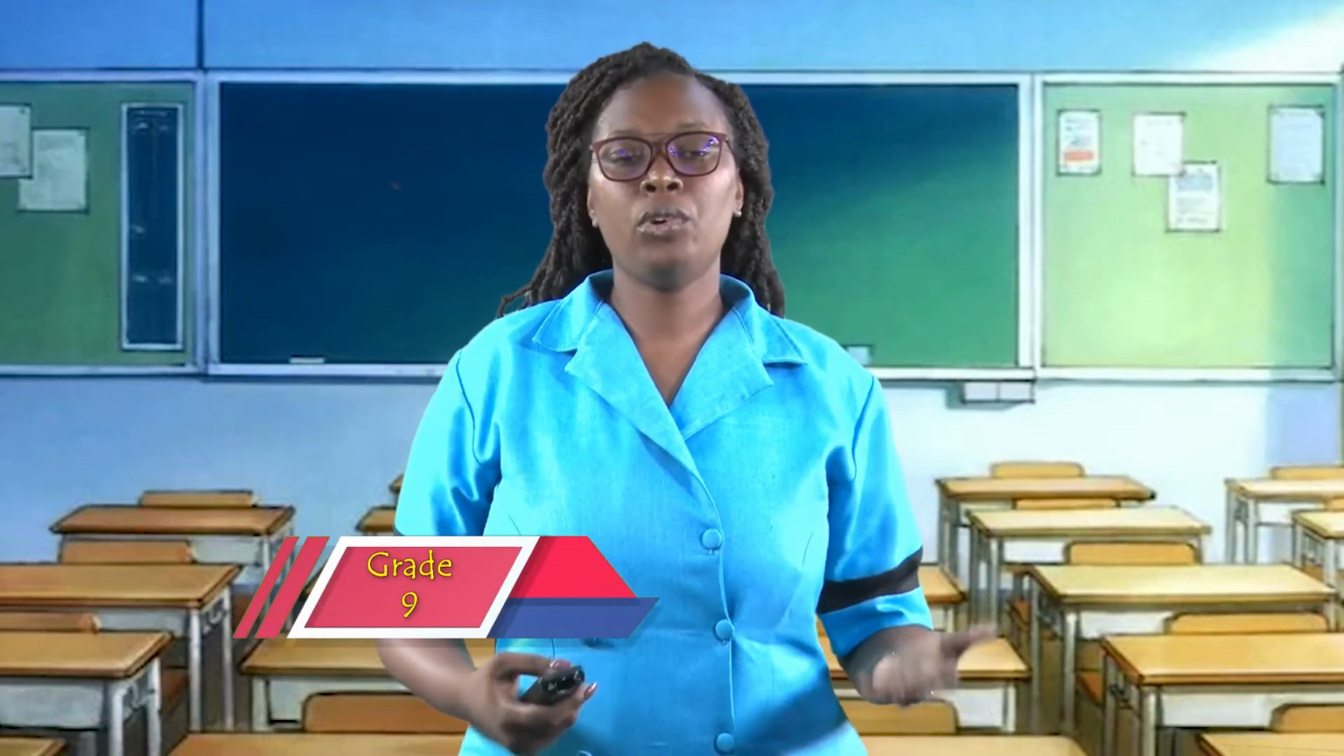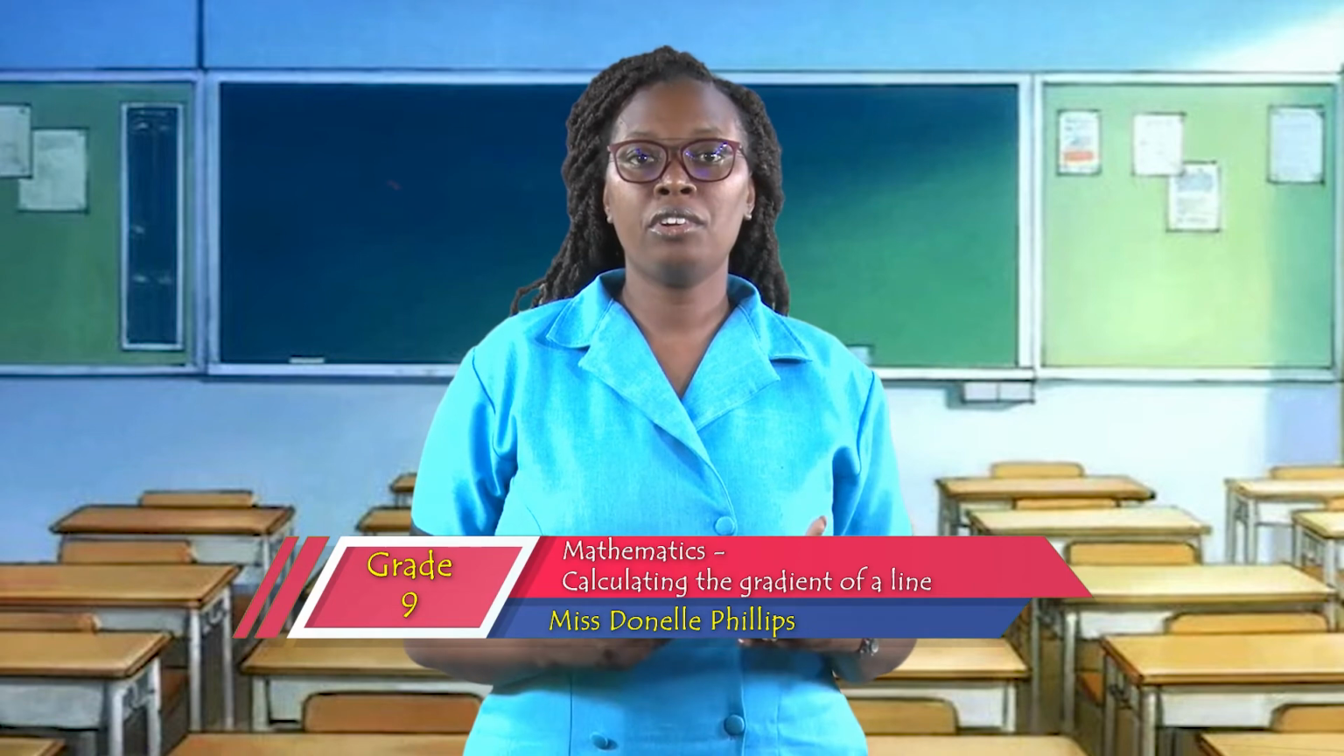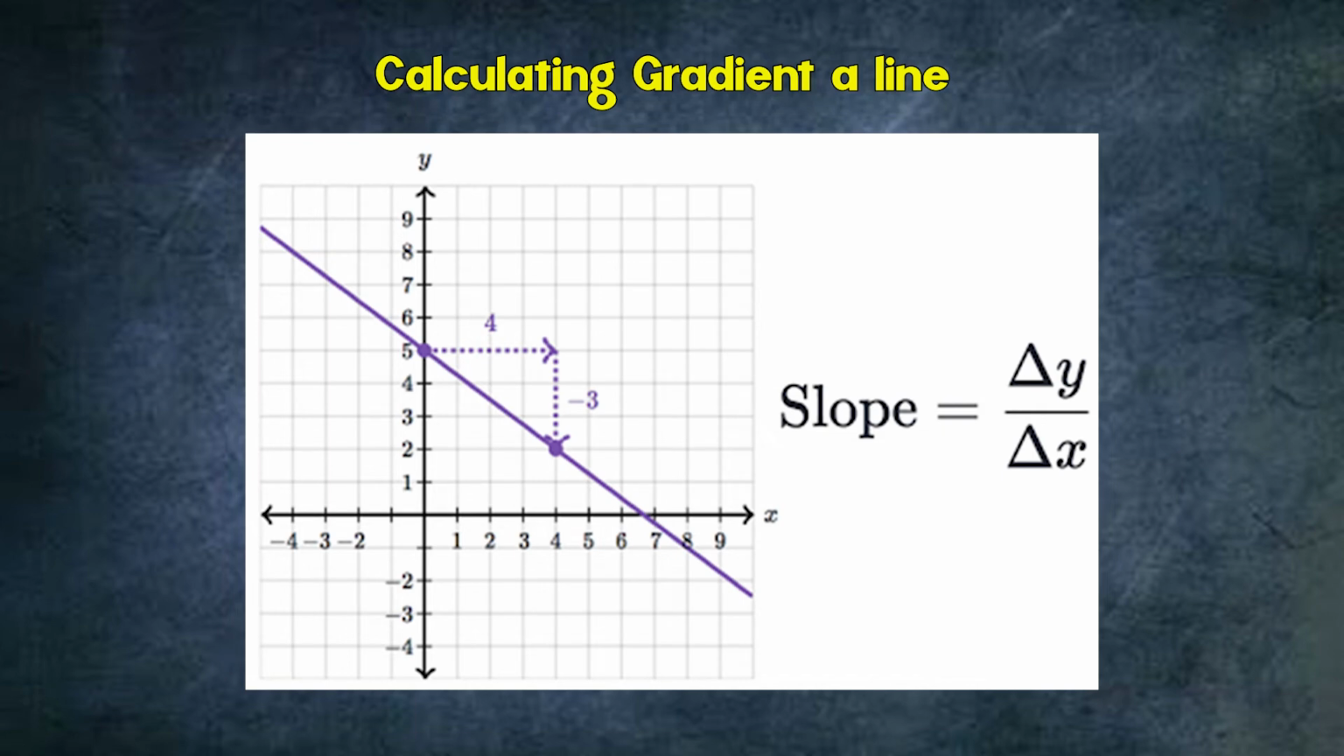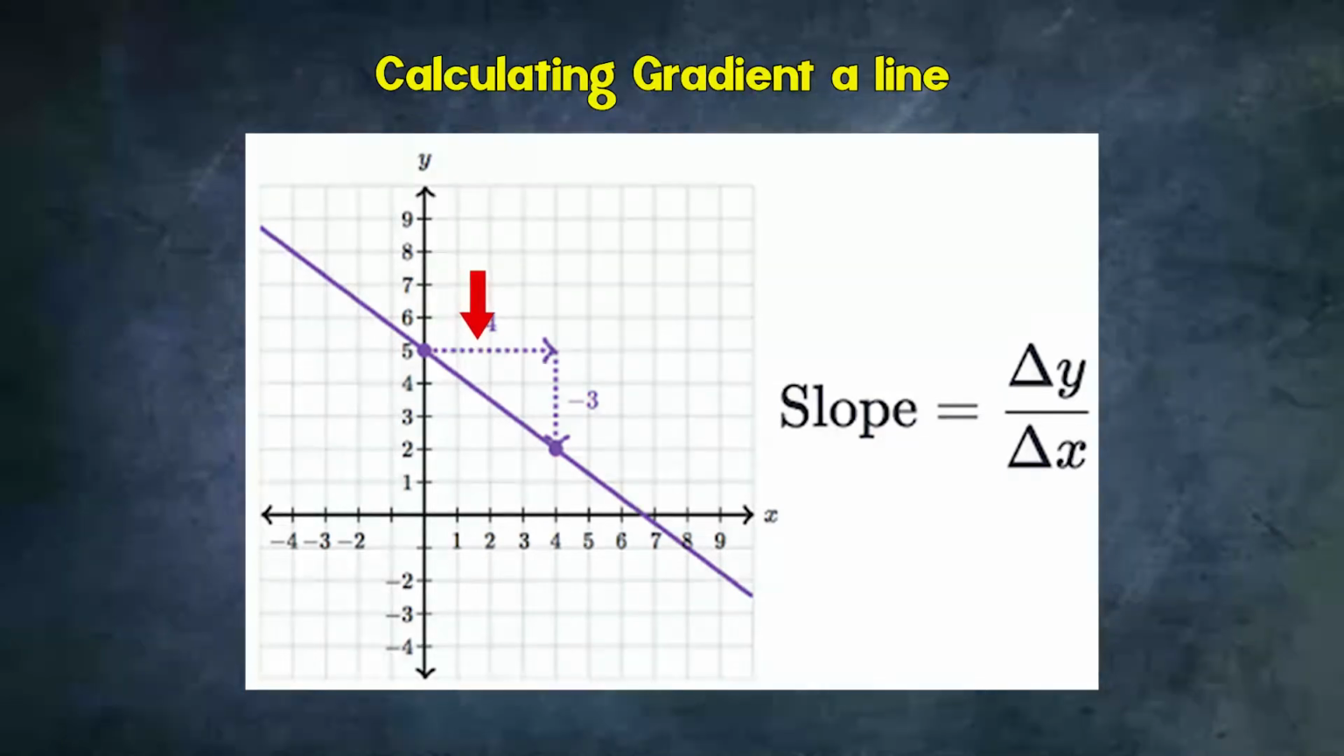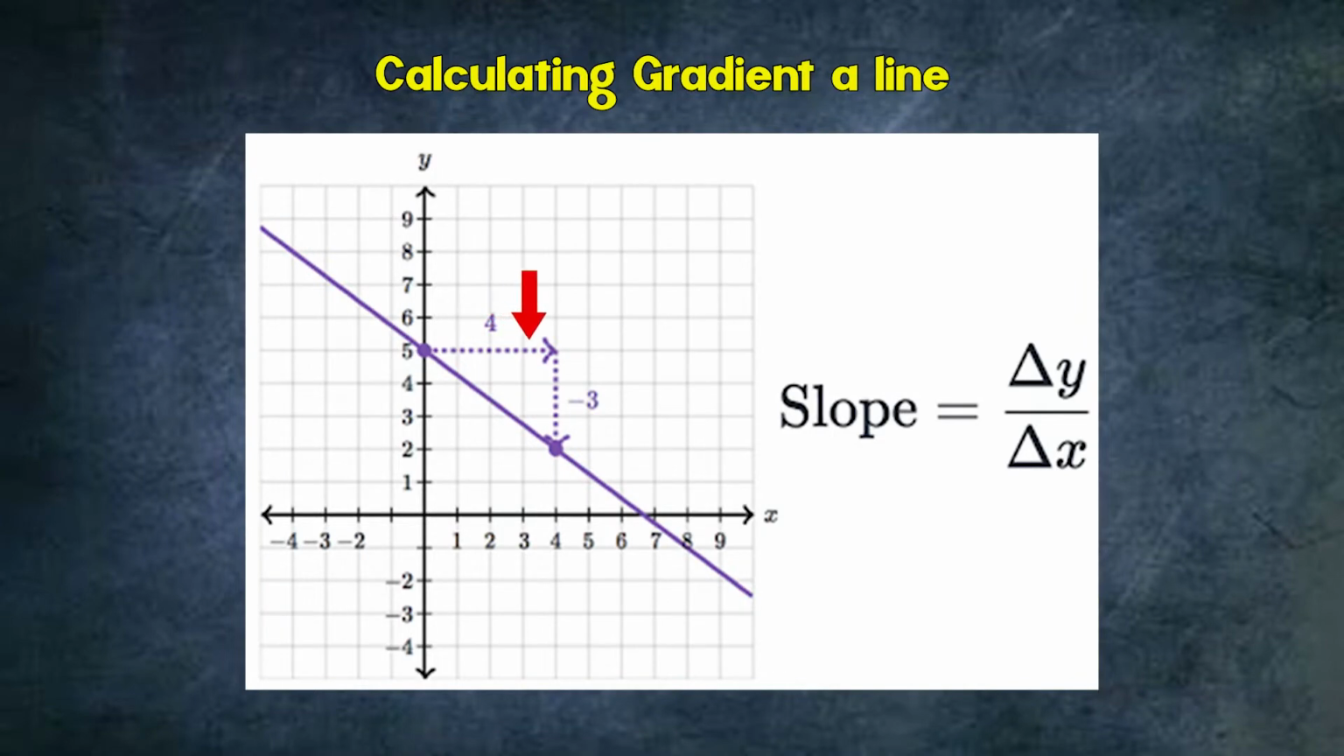So here we have a graph, and we're going to use it to see how to calculate the gradient of any graph. On this graph, we have 2 points identified. The first point is (0, 5) and the second point is (4, 2). In order to move from the first point to the second point, we have to move to the right and then down. Recall that moving to the right on the x-axis means the value is positive. On the y-axis, going up is positive, but in this case, because we're going down, the value is negative.